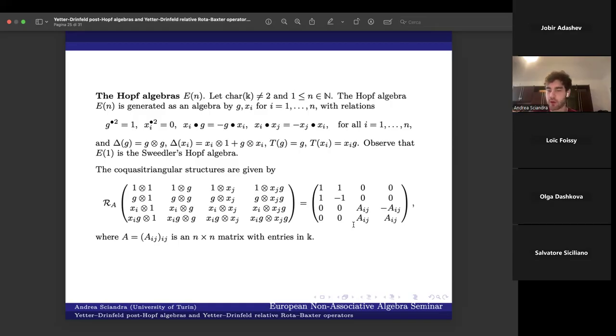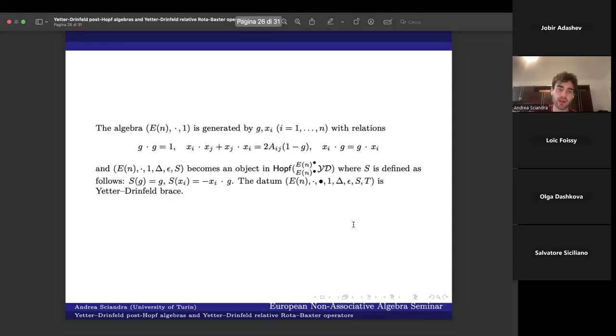And so in fact, you can see that if we just have one X, we recover exactly the quasi-triangular structure of the Sweedler algebra. Now we can define, in fact, a new algebra structure generated by G and these Xi, where the relations change. In fact, we have that G squared is 1. Xi and G commute, in this case, for all i.